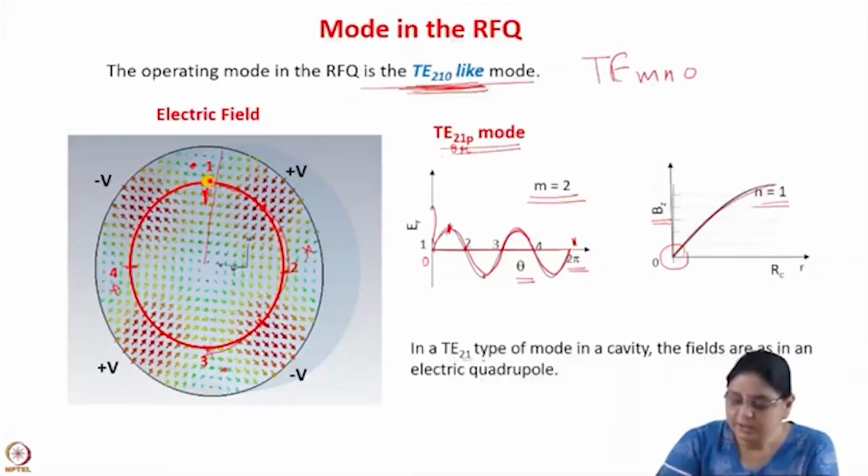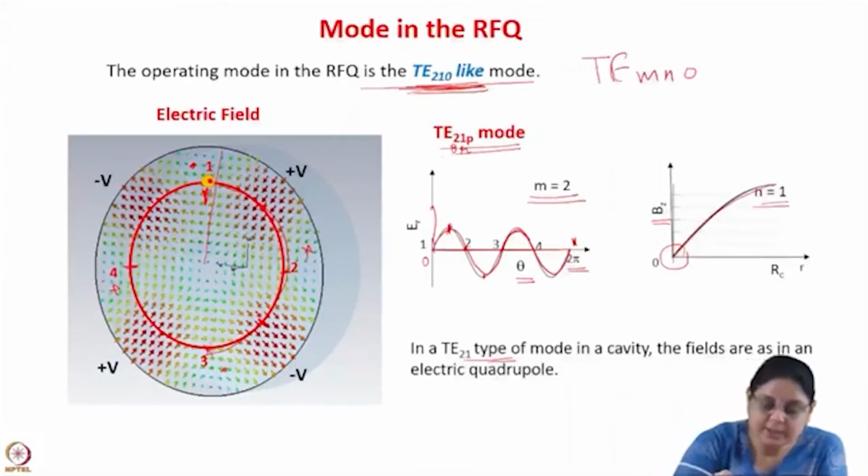So in a TE21 type of mode, in a cavity, the fields are as if in an electric quadrupole. It is as if this point is at a positive potential, this point is at a negative potential. Again, this point is at a positive potential, this is at a negative potential. The field lines originate from the positive potential and move towards the negative potential. So the fields are as if in an electric quadrupole.